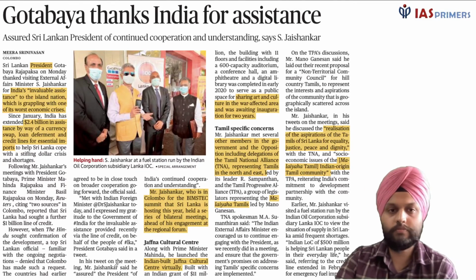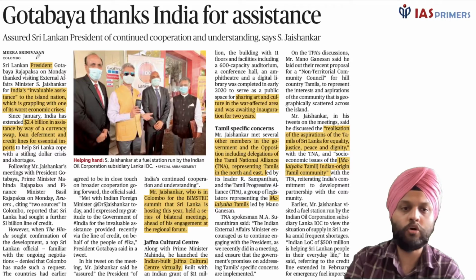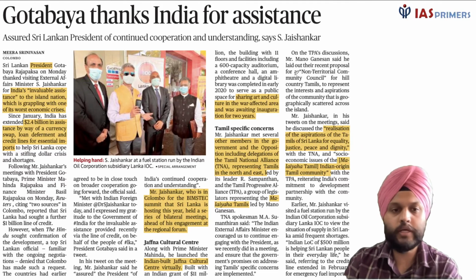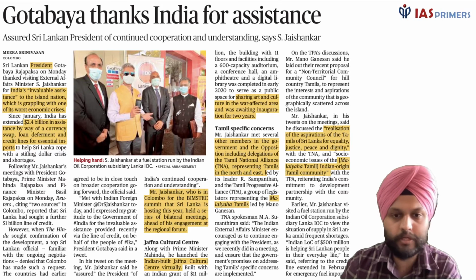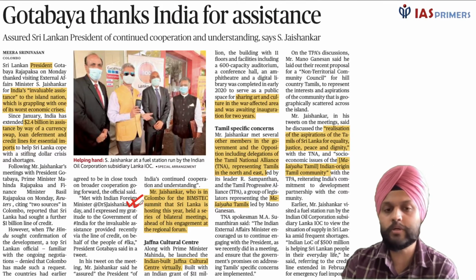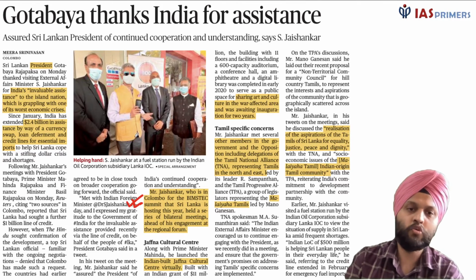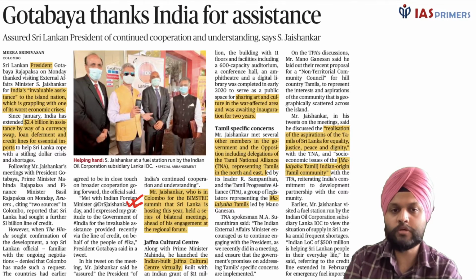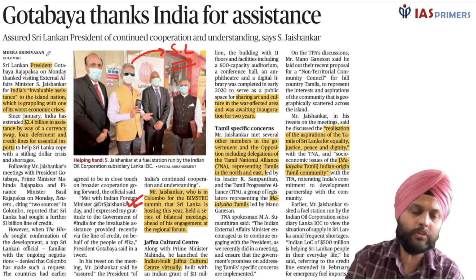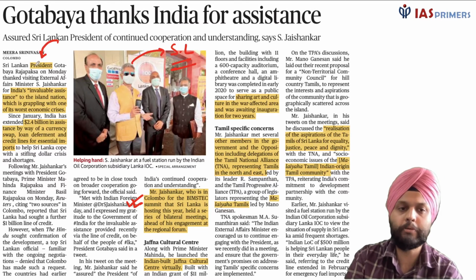Now Gotabaya, who's Gotabaya? He's the president of Sri Lanka. Now basically there is, I think, a BIMSTEC summit going to take place in Colombo. So our External Affairs Minister has gone to Sri Lanka, and there he meets the president, Mr. Gotabaya Rajapaksa.